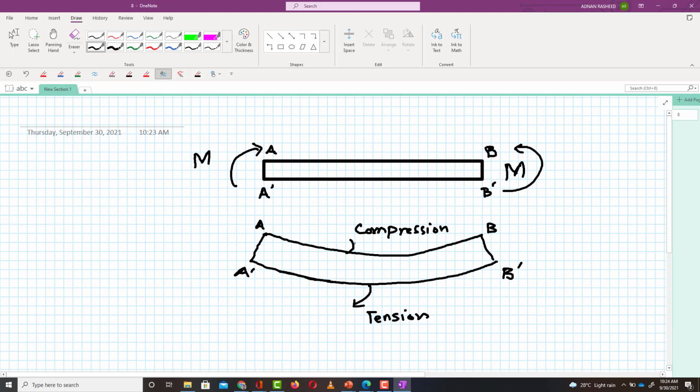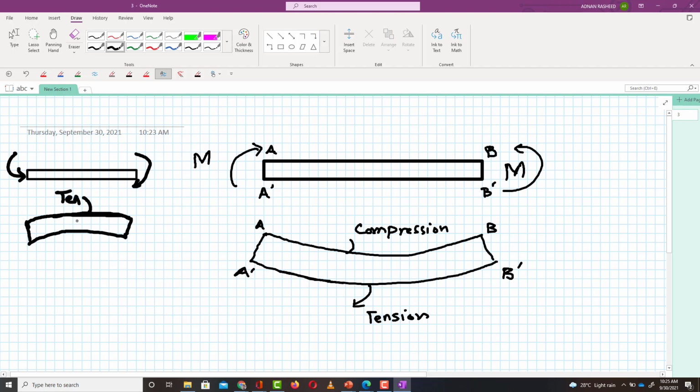We can also have this type of scenario, for example, where you have the beam like this and the loading is opposite, like this. In this case the deformation will be like this. Now the upper portion is in tension while the lower portion is in compression. But this scenario depends upon the moment that is applied on the beam.